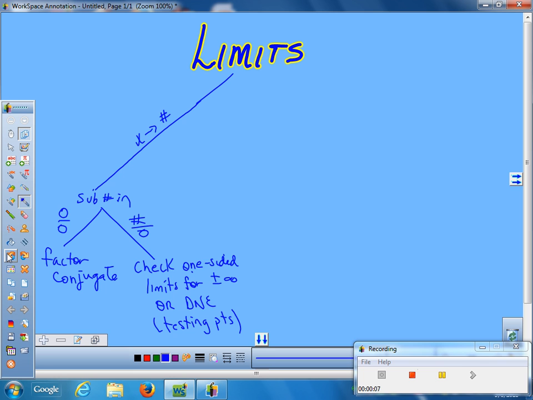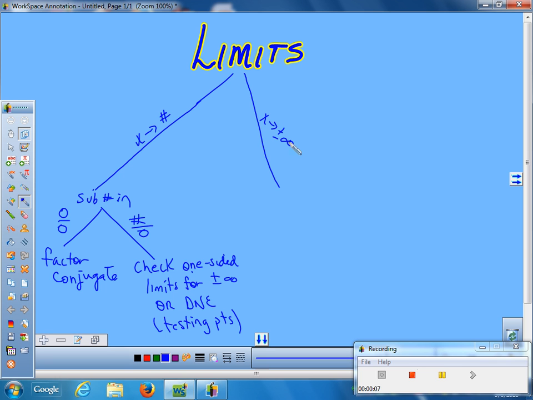So we have reviewed the limit tree that we've done so far, how to approach a number. Today we are all about what do you do if x approaches positive or negative infinity? How do you find your limit?